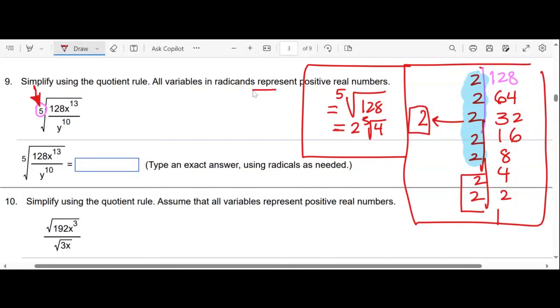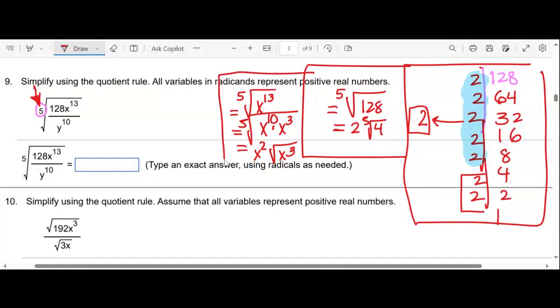What about x to the power of 13 to the 5th root? Can I divide 13 by 5? No, we can't. Can I divide by 10? Yeah. So x to the power of 10 times x to the power of what? 3. X to the power of 10 goes outside, becomes what? X to the power of 10 divided by 5, 2. And what's left? X to the 3. So I'm done with this. What's left now? 1. This is easy.